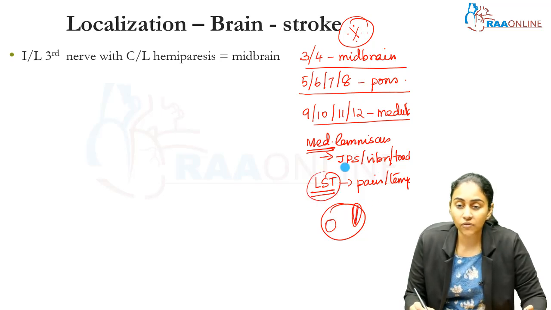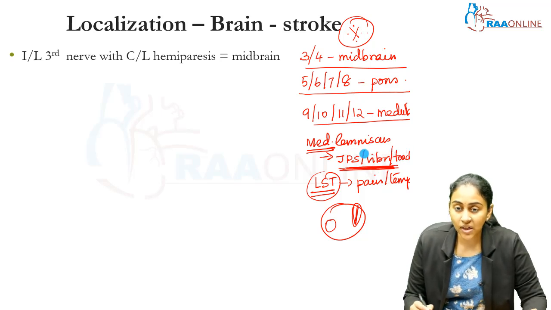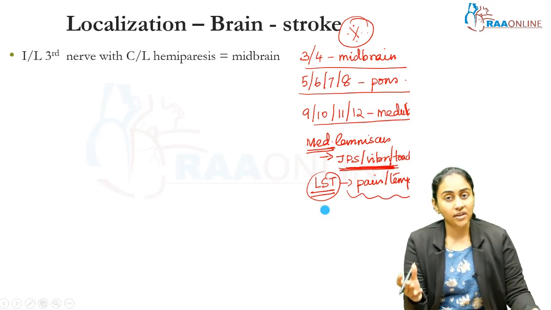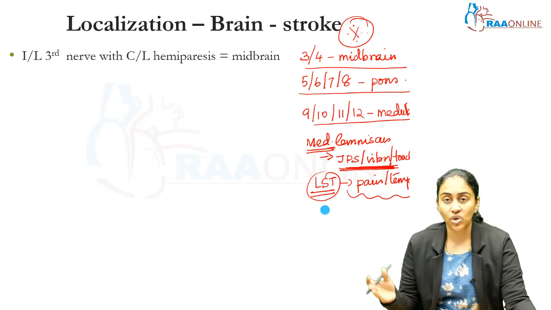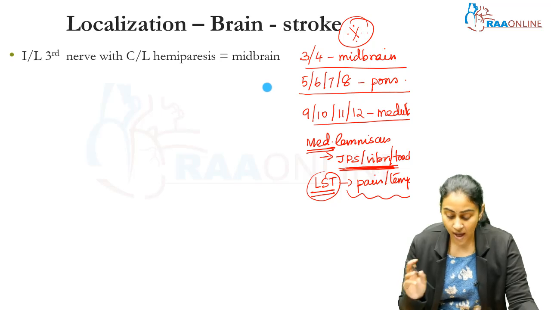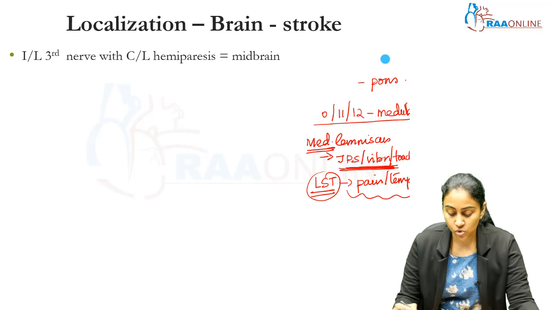Whenever there is involvement of joint position sense or vibration, whenever there is impairment of these posterior column sensations in your brainstem stroke patient, it is a medial brainstem problem. Whenever there is loss of pain and temperature, that tells you there is involvement of the lateral spinothalamic tract, so the stroke should have occurred in the lateral brainstem. Having understood this much, we'll go into the finer details of brainstem stroke localization.